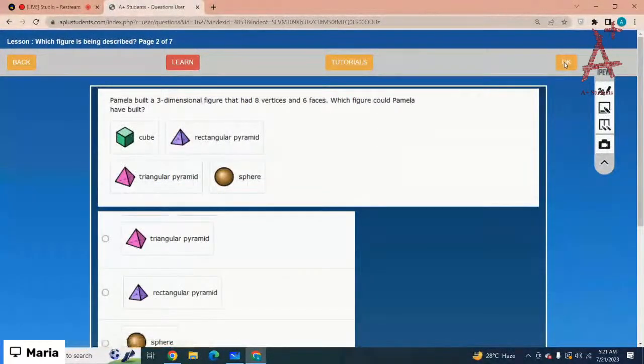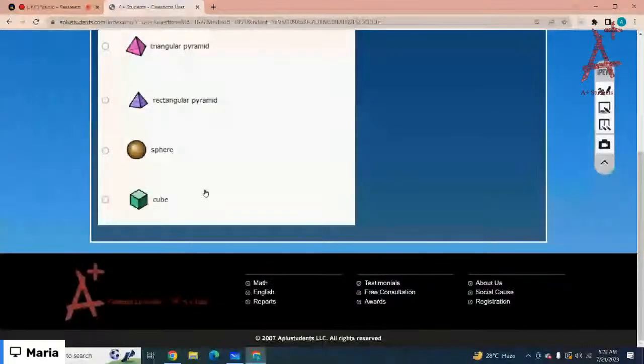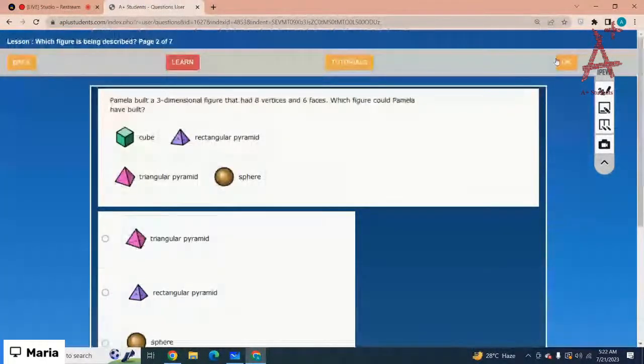Pamela built a three-dimensional figure that has eight vertices and six faces. Which figure could Pamela have built? So which is the correct option? You're given four of the options. Which one has eight vertices and six faces? That is the cube, because the cube is the only figure that has six faces and eight vertices.